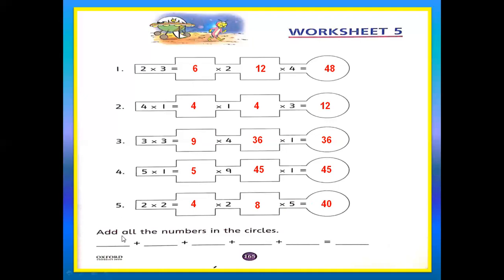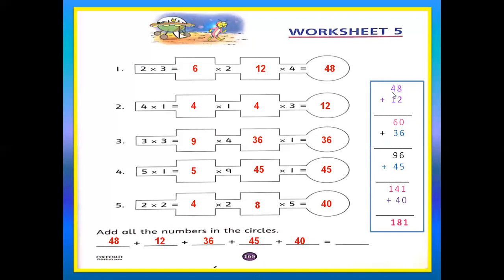Now add all the numbers in the circles. I mean the final answers. The first one is 48. Write 48 here. Number 2, 12. Write 12 here. Number 3 answer is 36, right here. Number 4, 45. Write 45 here. And number 5, 40. Write 40 here. And what will you do now? Add all these. So you can add like this.